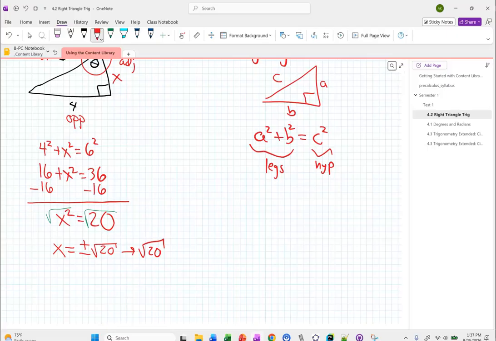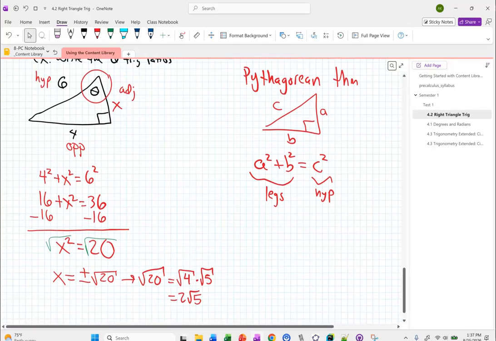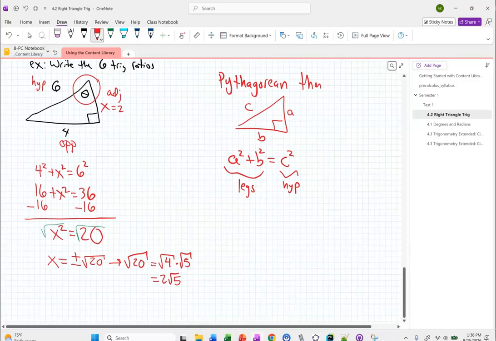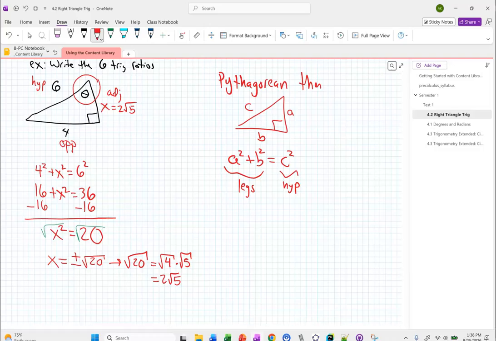4. So because 20 is 4 times 5, I can think about the square root of 20 as the square root of 4 times the square root of 5. And the square root of 4 is 2. So I'm going to call this side 2 square root 5. Does everybody feel okay?